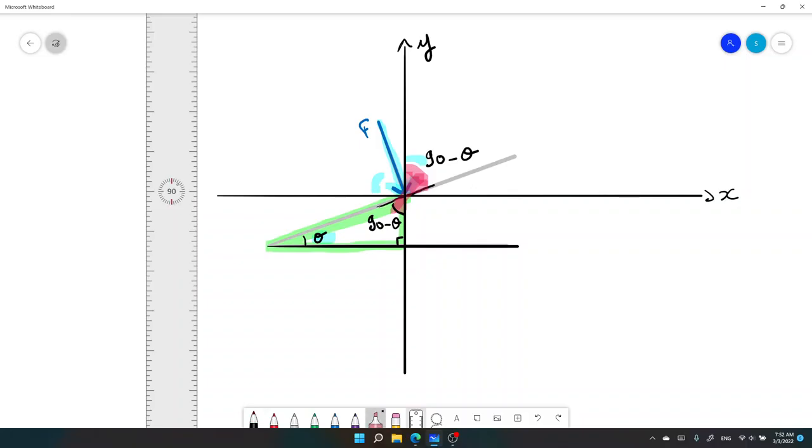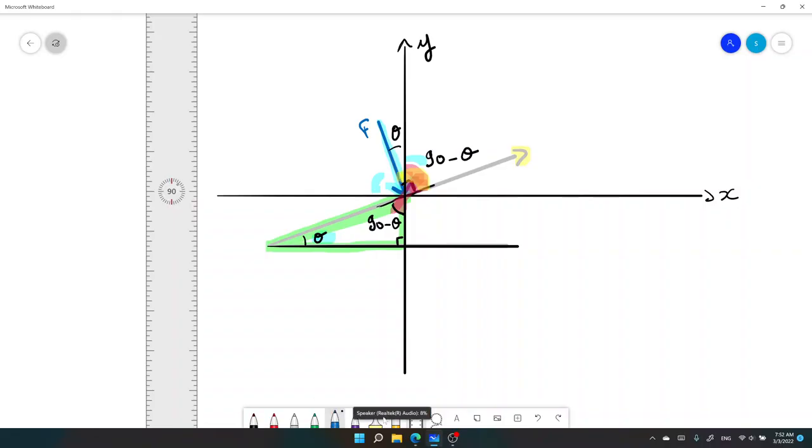Let me try to make this angle in yellow. It's a right angle between F and this slope there. So we have a 90 degrees angle there. So 90 minus theta, this angle is theta. So we have an angle theta with the y-axis.